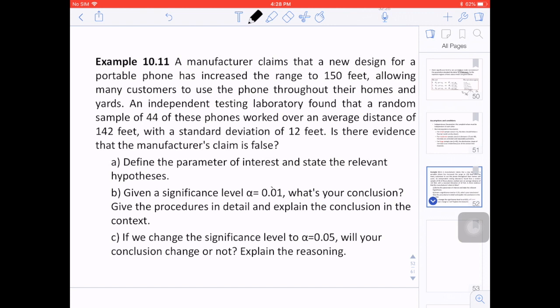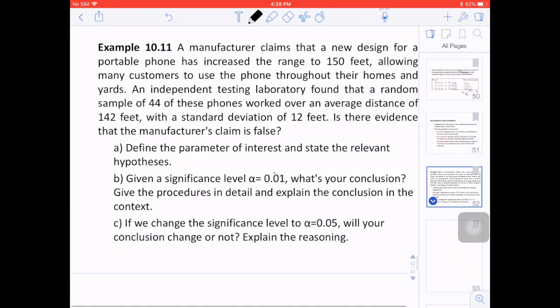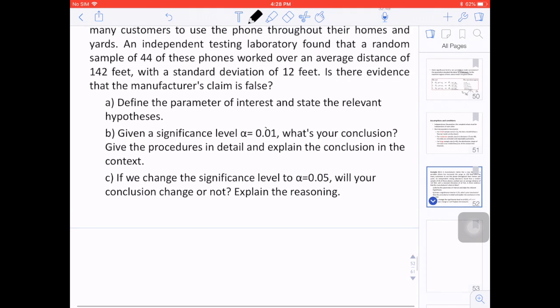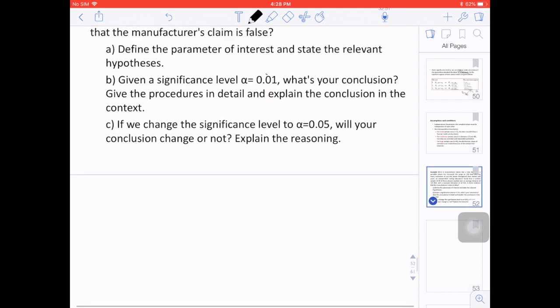Okay, time's up. So in this problem, a manufacturer claims that a new design for a portable phone has increased the range to 150 feet, allowing many customers to use the phone throughout their homes and yards. And the question is: is there evidence that the manufacturer's claim is false?